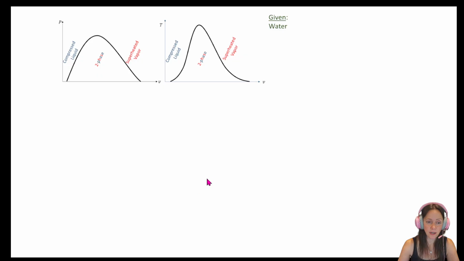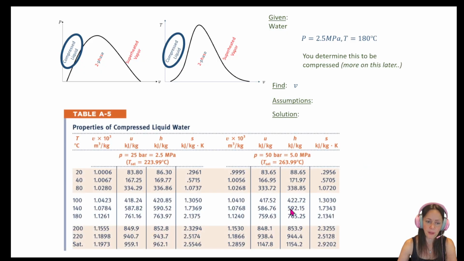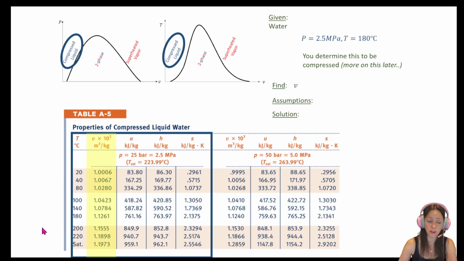Let's look at the saturated. Okay, we'll look up some values here. All right, so 2.5 megapascals, 180 degrees Celsius. We would figure out that this is compressed, and we'll figure out in just a second how we determine if it's compressed. But let's say for the time being that we know it's compressed, and let's go to our tables and pull out that specific volume. So in my compressed tables, 2.5 megapascals, which is the same as 25 bar. And I would just read off at 180 degrees Celsius what the specific volume is, right? So 1.1261 meters cubed per kilogram.